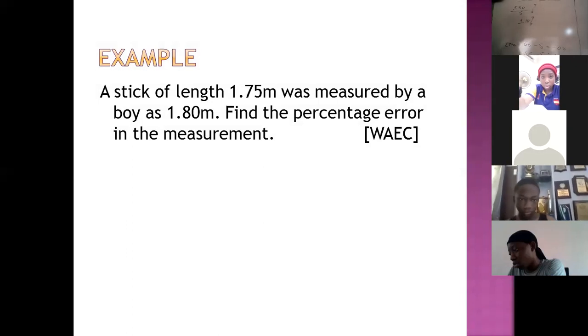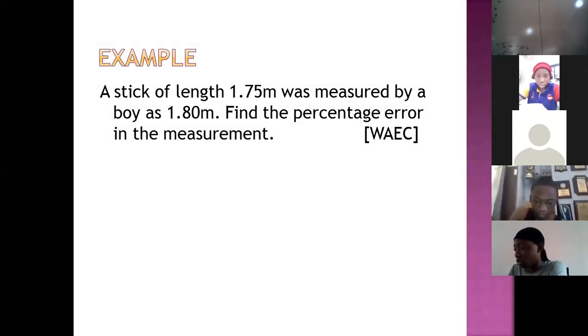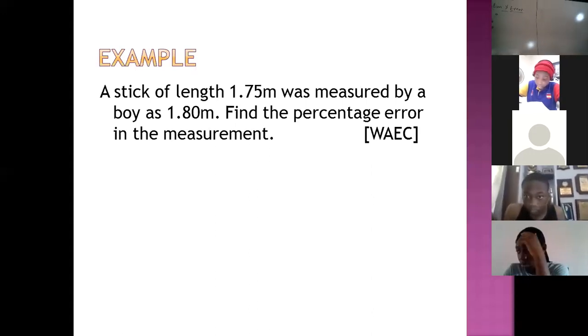To the next slide. This is taken from my question. It says a stick of length 1.75 meter is measured by a boy as 1.8 meter. Find the percentage error in the measurement. Okay, it means that we know the true length.